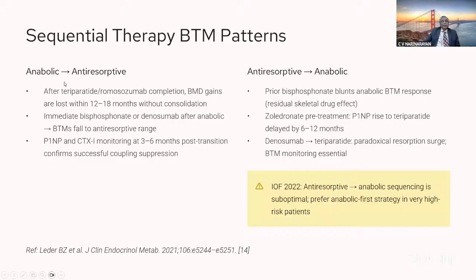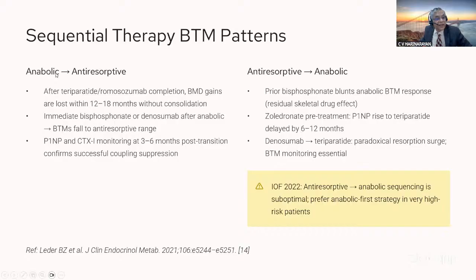Sequential therapy, anabolic to anti-resorptive. After teriparatide or romosozumab completion, BMD gains are lost within 12 to 18 months without consolidation. Immediate bisphosphonates or denosumab after an anabolic agent prevent the increased bone turnover rebound. So you have to give bisphosphonates after stopping an anabolic agent. P1NP and CTX monitoring at 3 to 6 months post-transition confirms successful coupling suppression.